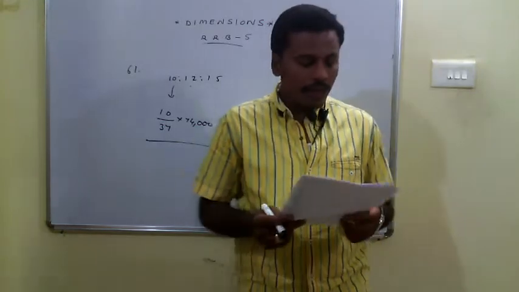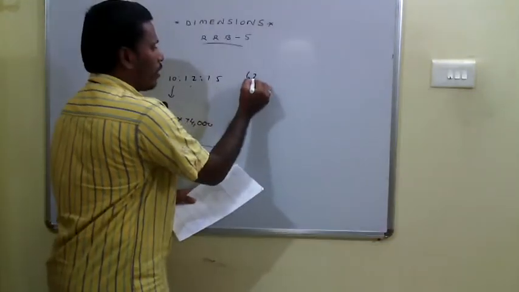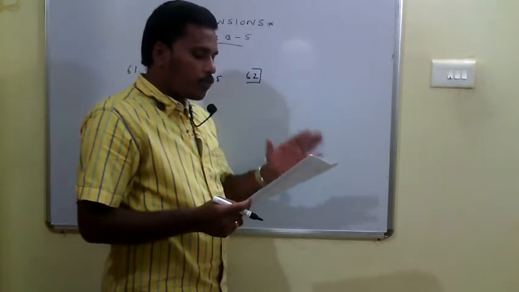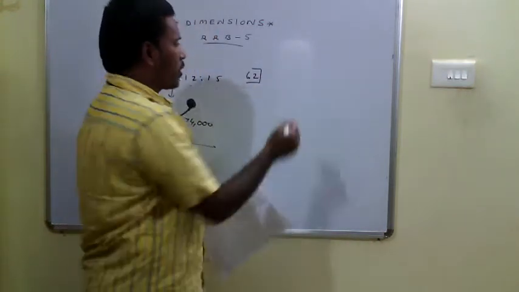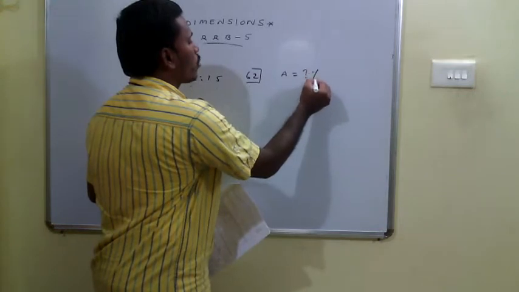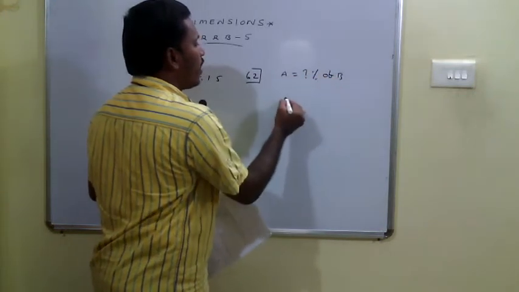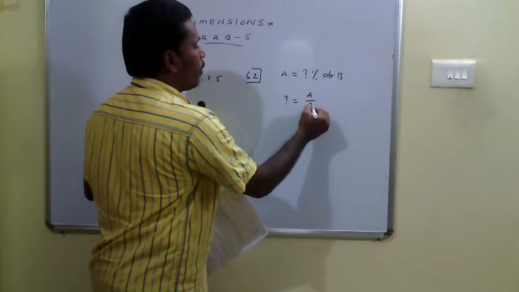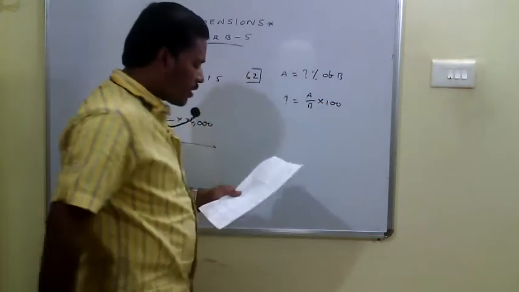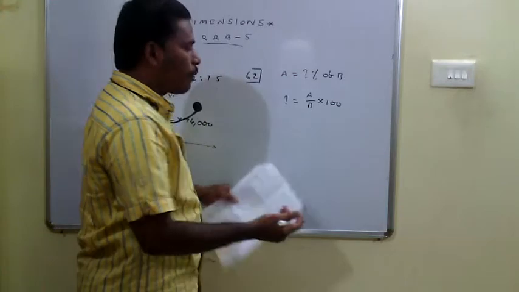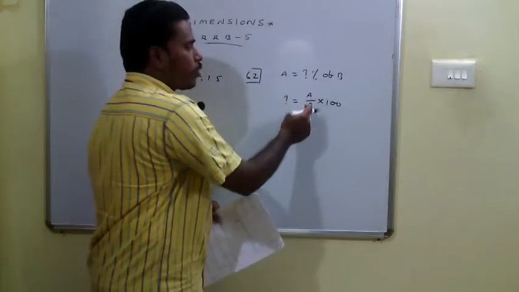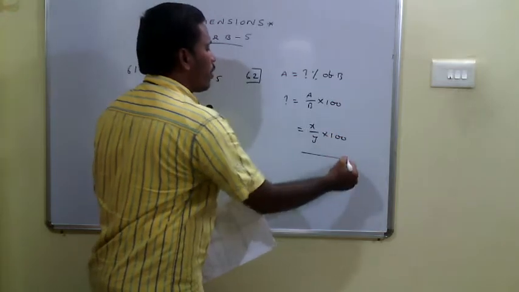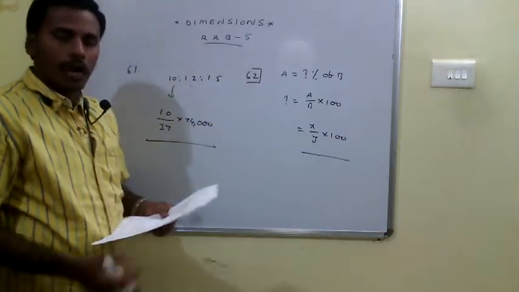And the next one is the 62nd problem. For the 62nd problem, A is X% of C, B is Y% of C. A is what percent of B is the question. A is equal to some question mark percent of B. Since A is equal to question mark percent of B, it is A by B into 100. But it is given that A is X% of C and B is Y% of C. So X% of C by Y% of C is nothing but X by Y into 100. The question mark value is X by Y into 100. Your answer is that one.